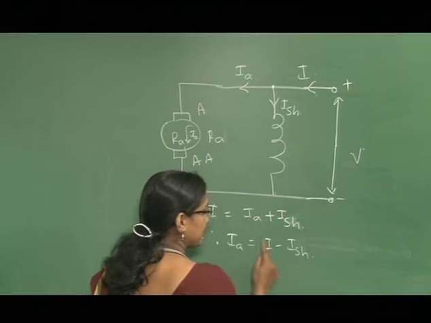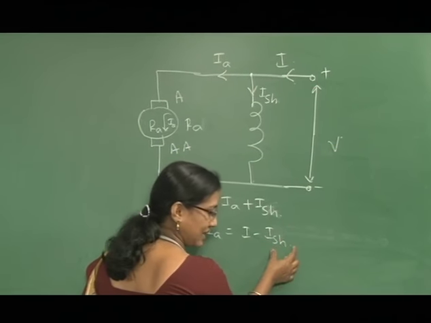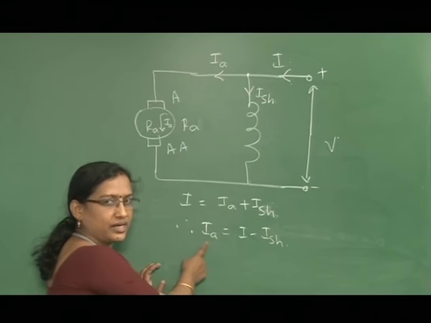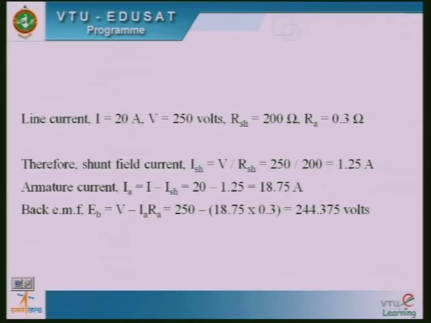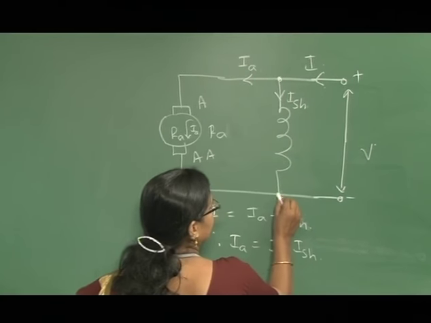When we substitute the value of I, after calculating ISH, we will get this IA. So, that is why we first have to find out the current flowing through the shunt field coil. So, ISH is equal to V divided by RSH. Why are we using this equation? See here, this V is directly connected to these two terminals.